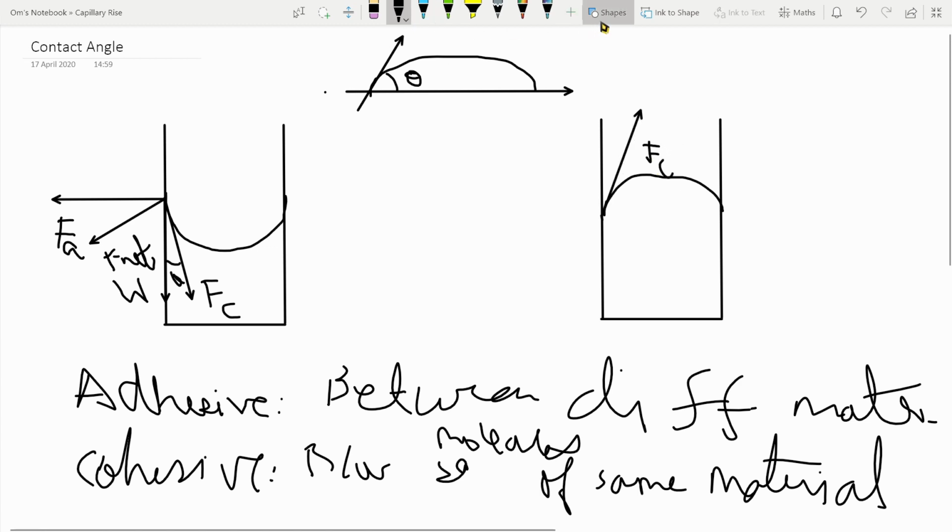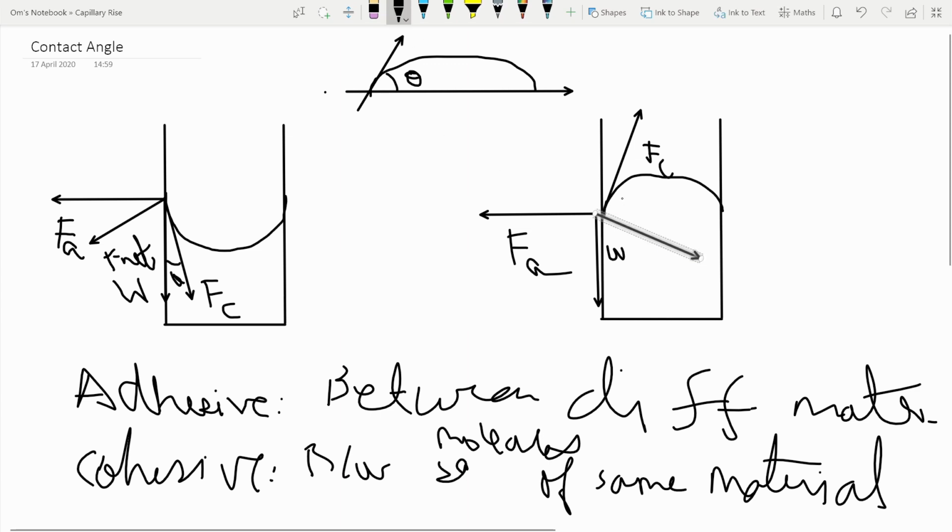There's also the adhesive force that acts perpendicular to the surface. That remains F_A. The magnitude of that force does not change because it is the same material. And of course there's also the weight of the fluid down here. When you add these forces vectorially, through the superposition principle, you'll get a net force that acts somewhat in this direction.